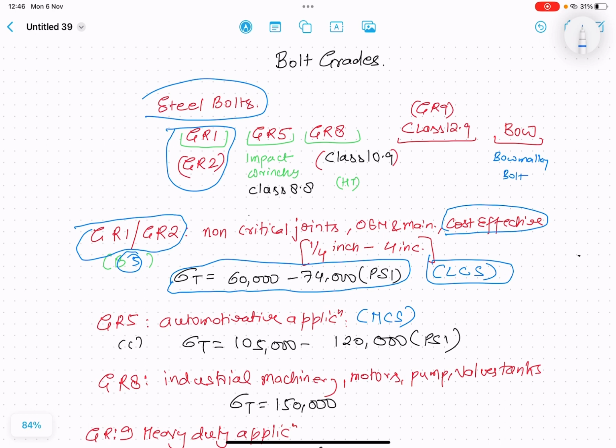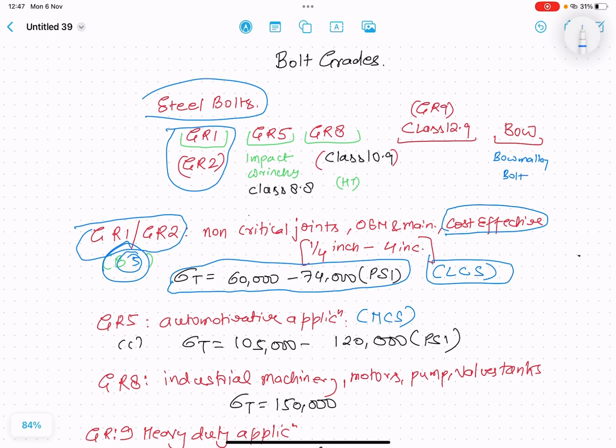Even their hardness number is in the B category. If you know the B hardness number, then you can easily understand that. So these are basically soft bolts. Okay, they can easily be broken, or they can easily elongate. Basically these are soft bolts.